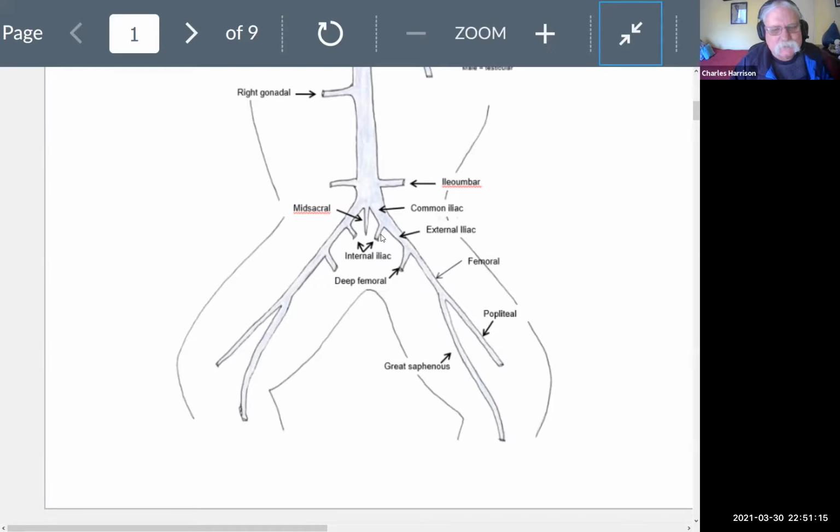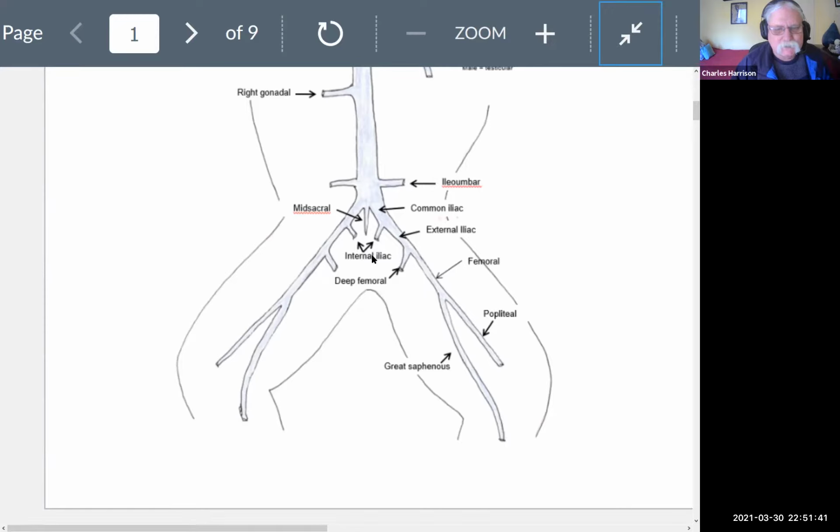Once you pass the internal iliac, you have the external iliac. It's up on the top of the bowl again. And the deep femoral comes around and it's on top of the bowl. Now there's a space left here because the two deep femorals usually do not touch each other. I have seen it where they do, but it's rare.